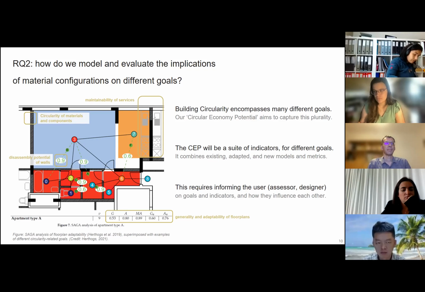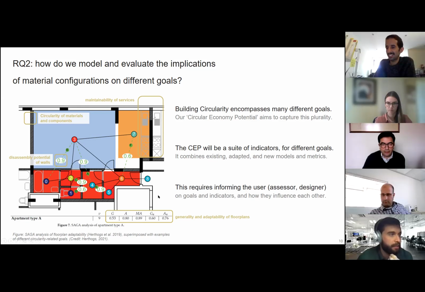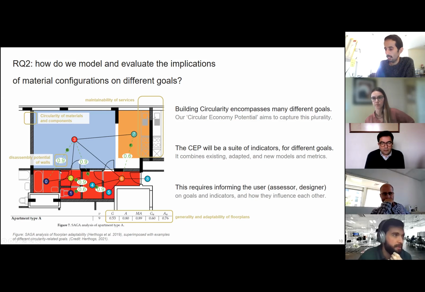In the image, you see a floor plan, and you see values below it, giving you values for the adaptability and generality of this floor plan. That's a model I developed a couple of years ago. And those properties are determined by your configuration of materials. But your maintainability of services, for example, is also determined by your configurations of materials, as is the circularity of the components, as is the disassembly potential of walls.